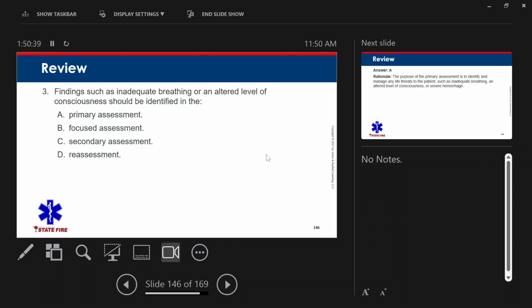All right? Findings such as inadequate breathing or an altered level of consciousness should have been identified in the primary. Don't be stupid to yourself and say, well, I'm going to identify everything as we do it in the secondary. Don't do that to yourself, because some of y'all will be going back and checking your answers. We do it in the primary.